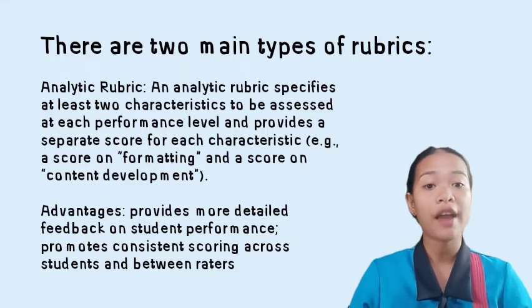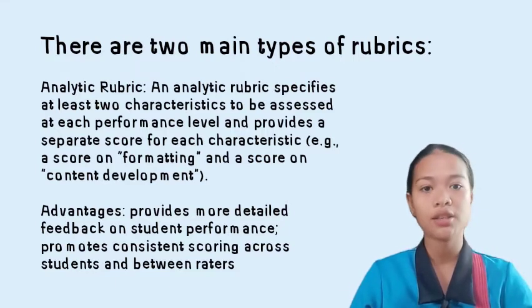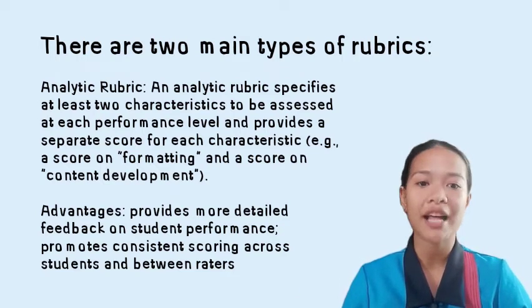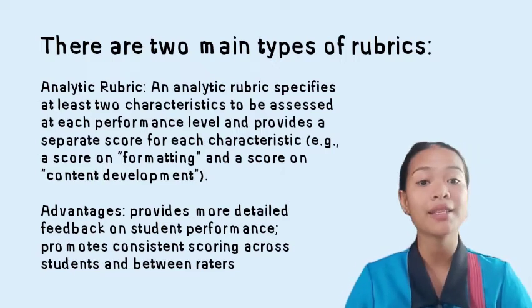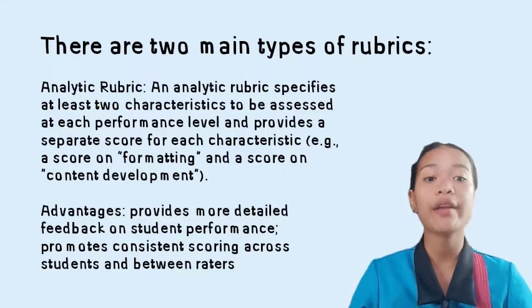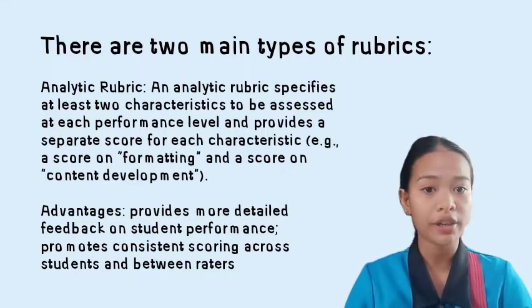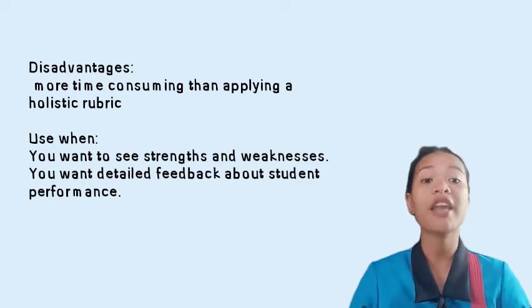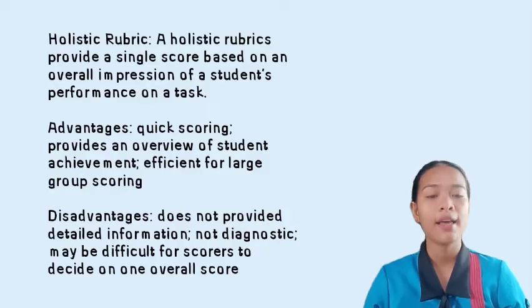There are advantages and disadvantages. First, advantages: it provides more detailed feedback on students' performance and promotes consistent scoring across students and between raters. The disadvantage is that it is more time consuming than applying a holistic rubric. You can use this rubric when you want to see strengths and weaknesses and you want detailed feedback about students' performance. Then, the second type is the holistic rubric.